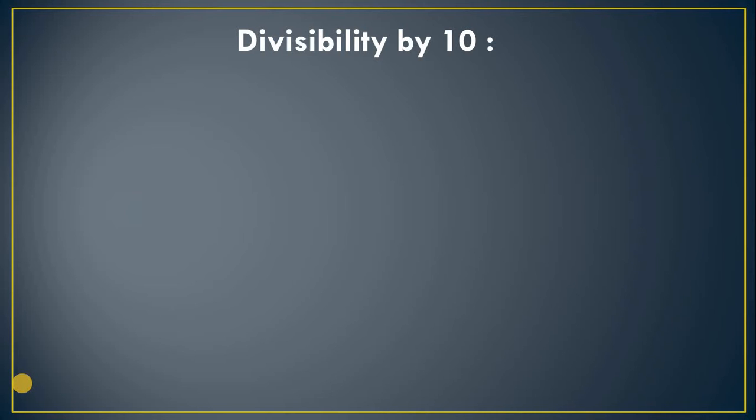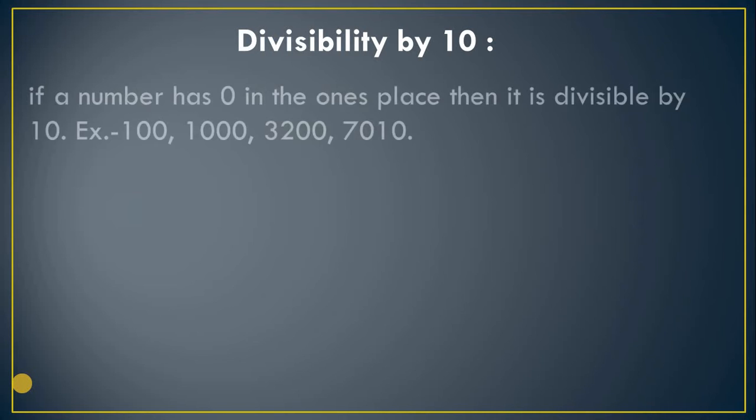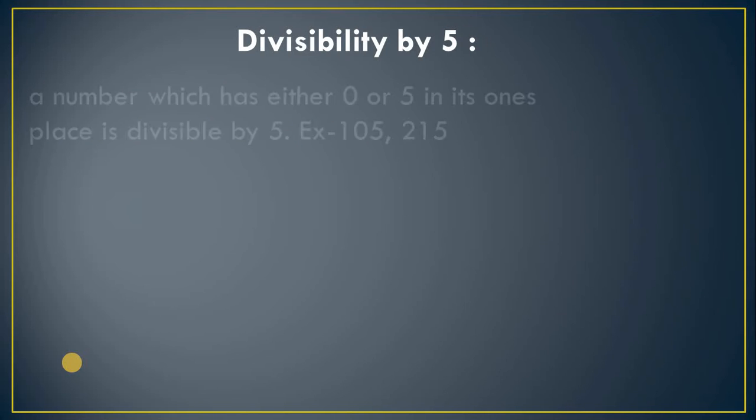So we start with the divisibility by 10. If the number has 0 in the ones place, then it is divisible by 10. Numbers like 100, 1000, 3200, 7010. In these numbers you have to carefully observe the last digit. It is 0, so it is divisible by 10. Got it?